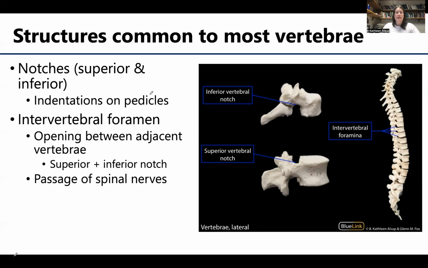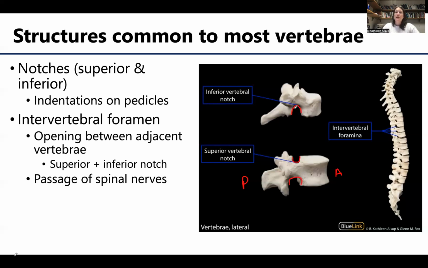Now, all vertebrae really are going to have what's referred to as notches. And so we're looking at a lateral view here. Here's that body, so this is anterior. Here's that spinous process, so this is posterior. And you can see that a vertebra is going to have both an inferior notch and a superior notch. You can really see it easier on this particular one. So here's that superior vertebral notch, and here's the inferior vertebral notch for this particular vertebra.